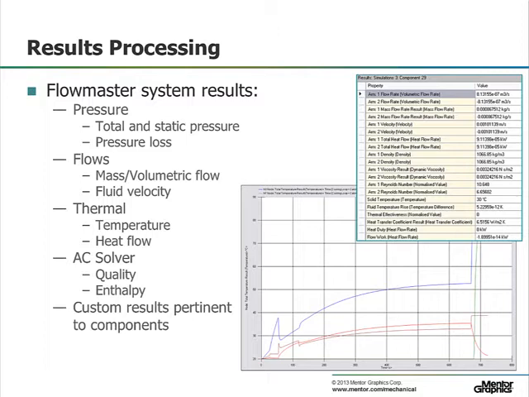A few examples of these include speed and torque for a pump, thermal effectiveness for a heat exchanger, position for valves and ports, and liquid level in reservoirs and accumulators. To the right, we see examples of steady-state results being reported in a list format and transient temperature results being displayed in a graphical format for selected components.